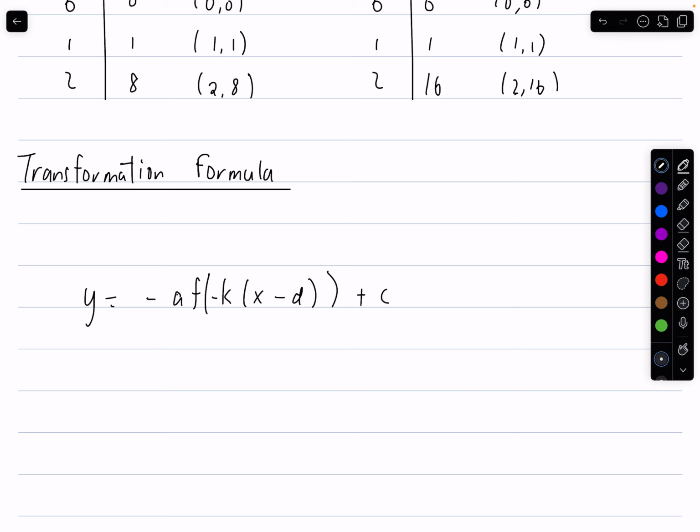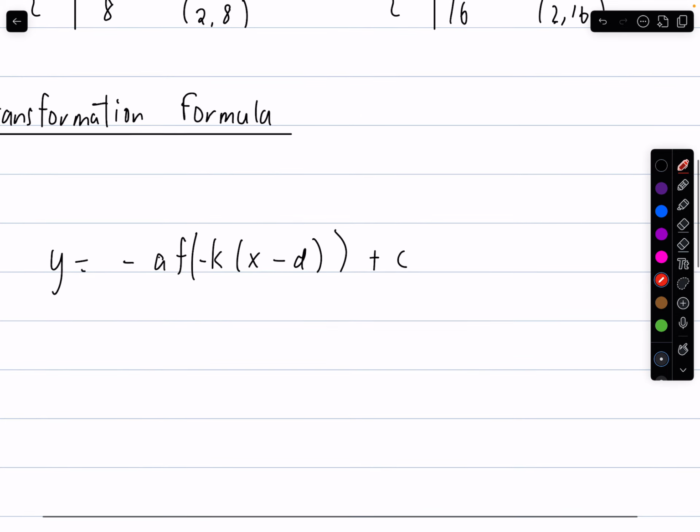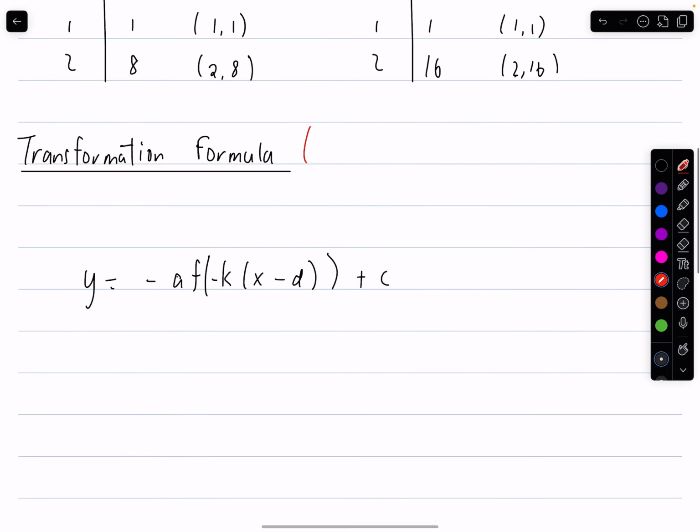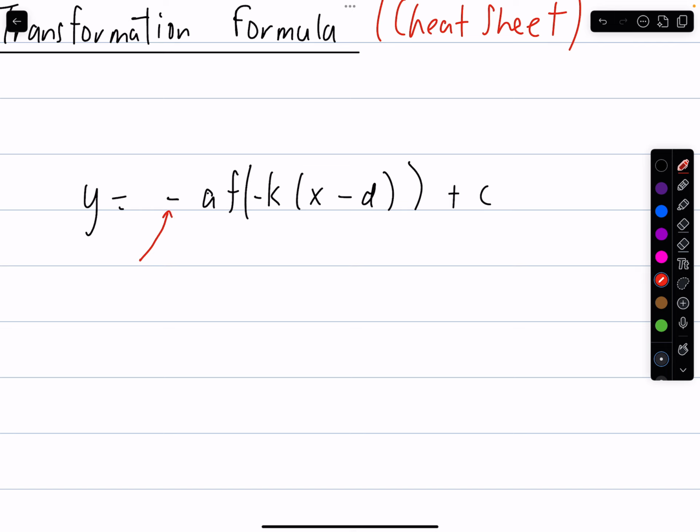Now with this universal transformation formula, we need to know what each of these letters mean. And I'll explain why in a second, but let's first copy this down in your notebook. This is a cheat sheet, okay? So I'm just going to label this as a cheat sheet for you guys to copy down. So this negative refers to a reflection in the x-axis. And this negative refers to a reflection in the y-axis.